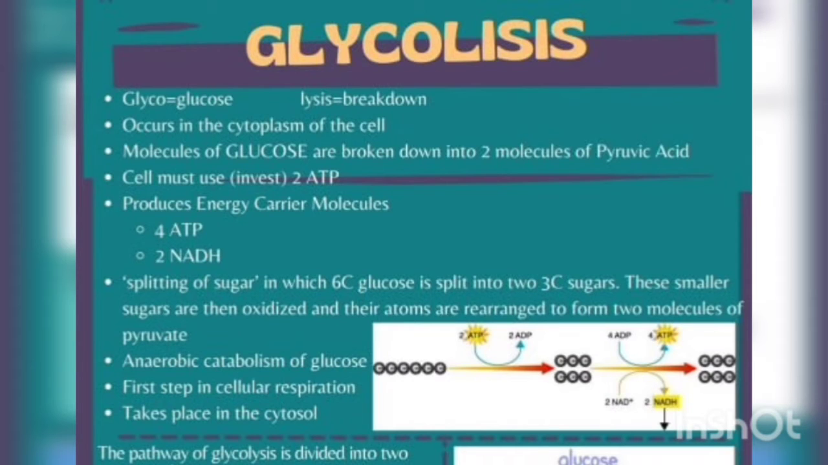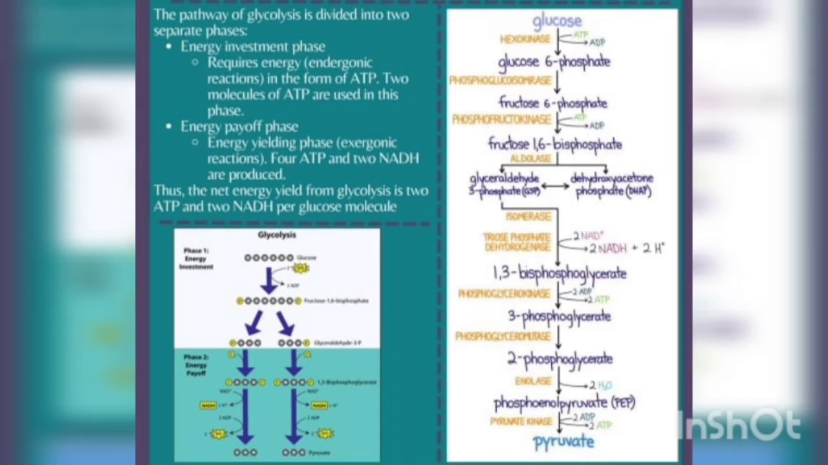It is also done in the anaerobic catabolism of glucose. The first step of cellular respiration takes place in the cytosol. The pathway of glycolysis is divided into two phases. The first phase is the energy investment phase. It requires energy, an endergonic reaction, in the form of ATP. Two molecules of ATP are used in this phase.